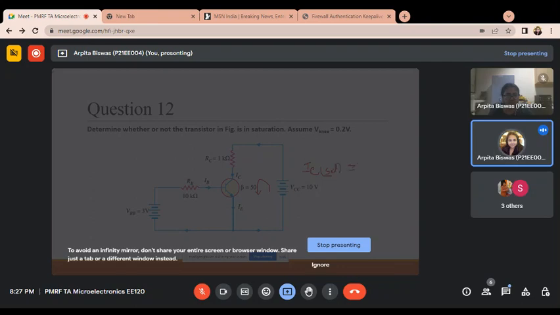Find out the IB value, and the beta is also given. Then from this IB, find out the value of IC. Then recheck that this IB value can reach up to the IC saturation current. If it is equal to or greater than the IC saturation current, then you can say that this transistor is in saturation mode.